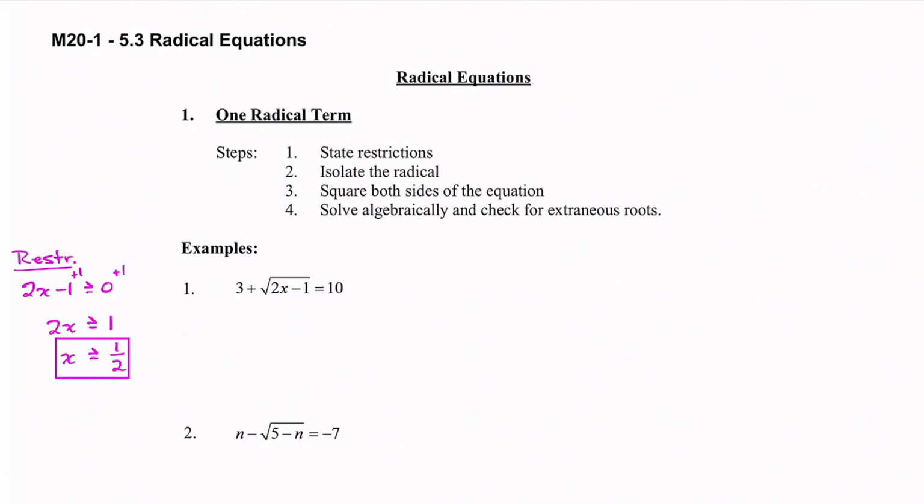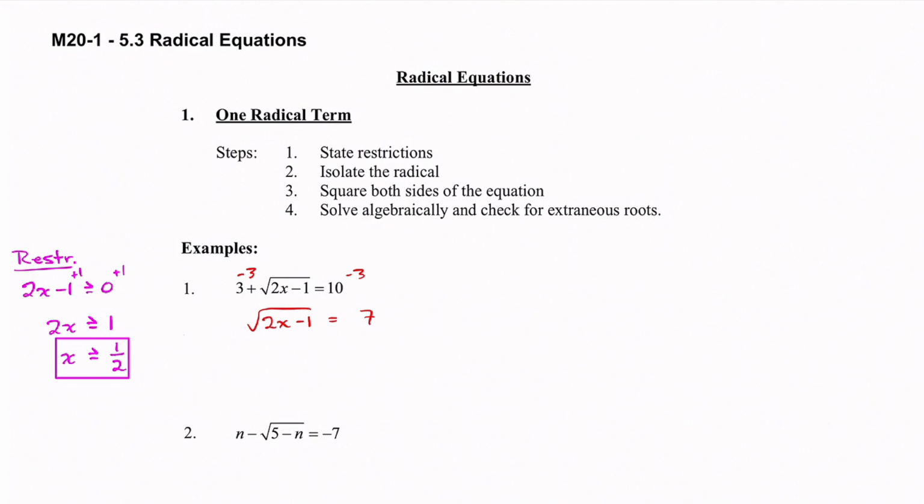So let's actually start to solve this now. Step two, isolate the radical. We've got to get this radical by itself. So let's minus this 3 to get rid of the 3. And then I'm going to have 2x minus 1 in the square root equals 10 minus 3, which is 7. So we're done step two.